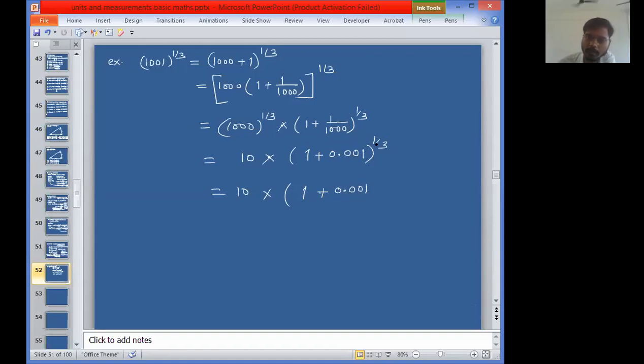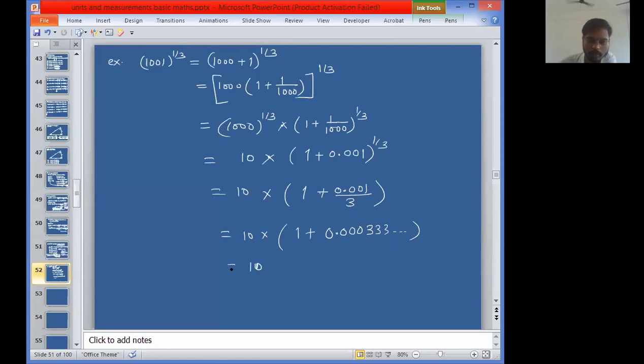0.001 multiplied by 1 by 3 means divide by 3. Okay, so 10 into 1 plus, what is this? 0 as it is, dot as it is. 0 cannot be divided by 3, 0. 0 cannot be divided by 3, 0. 1 cannot be divided by 3, 0. So there is 10. 10 by 3 is 3, 1 remains, again 10 by 3, 1 remains, again 10 by 3, and so on.